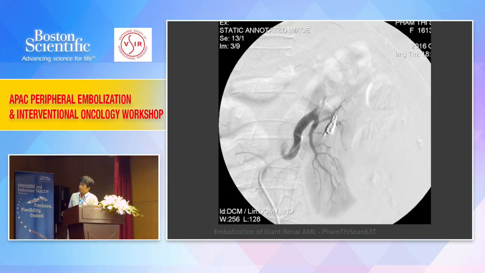And as you can see, that's because the tumor is huge, so the pedicle can take a large part of the kidney, and the embolization can exclude the tumor, but it also takes a large amount of the parenchyma of the kidney.